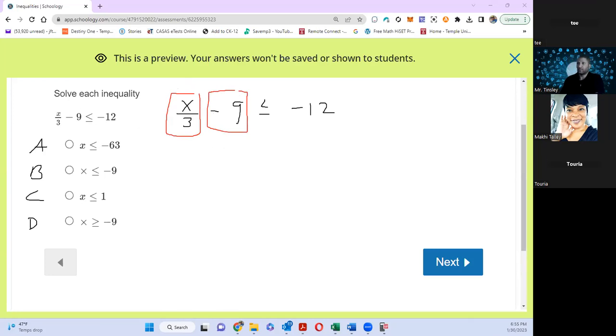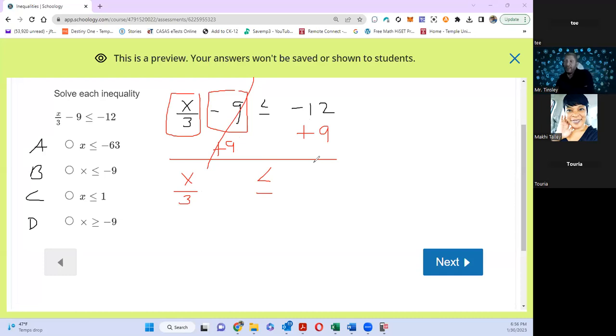Nope, it's minus 9. Remember, you want to remove everything that's not included with the variable first. So what's the opposite of minus 9? We're going to add 9 to both sides. So we get x divided by 3. The 9's cancel, less than or equal to minus 3. Why? Because the difference between 12 and 9 is 3.